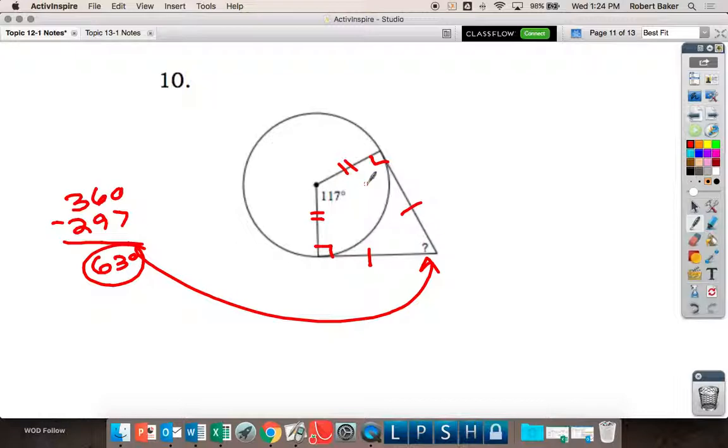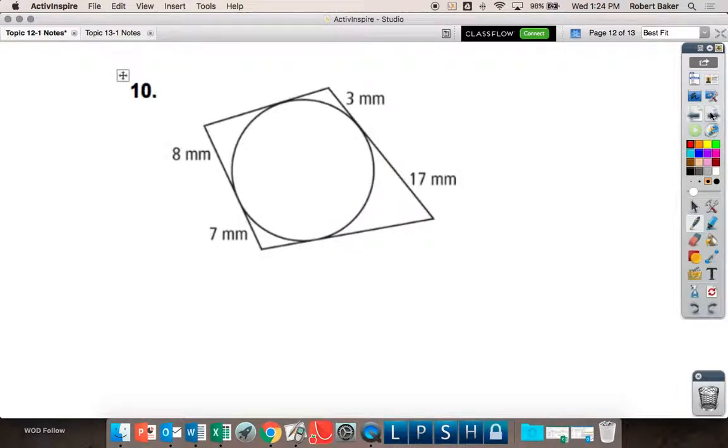Guys, it's only gonna get more fun as the year goes on. You might have a kite prism. That is a prism with a kite as a base, and you have to find the area of the kite and then find the volume of that kite. It's going to be great. Okay.